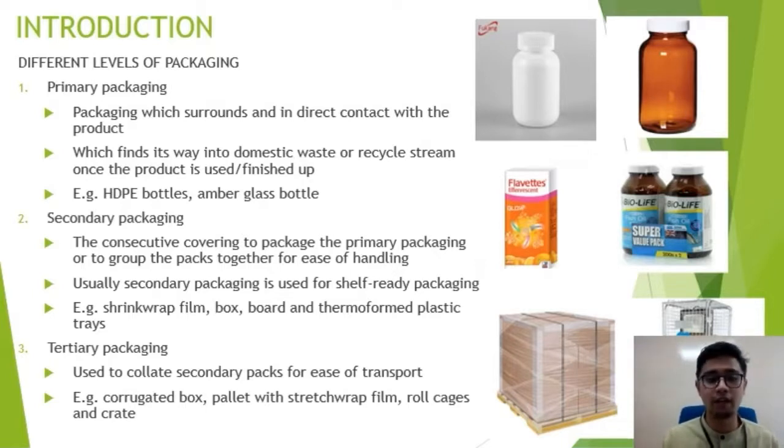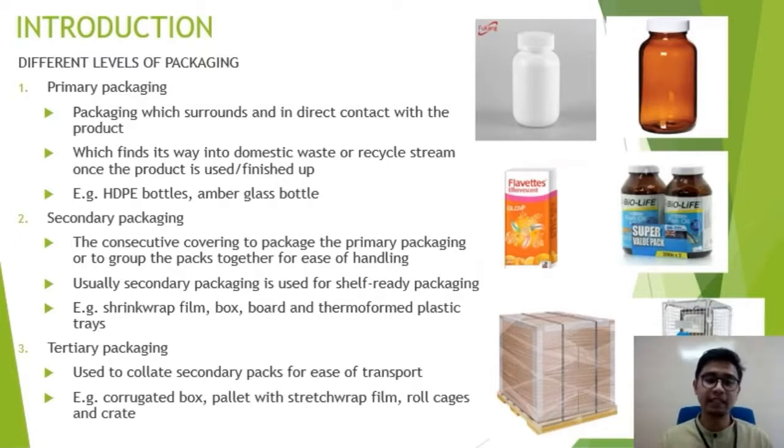And then the secondary packaging is the consecutive covering to package the primary packaging, or to group the packs together for ease of handling. For example, the flavored effervescent glow boxes. It is used to pack together 2 tubes of the primary packaging, and also as you can see here is the BioLife fish oil. The secondary packaging here is the shrink wrap, okay, and the primary packaging that has been grouped up by the shrink wrap is the amber glass bottle.